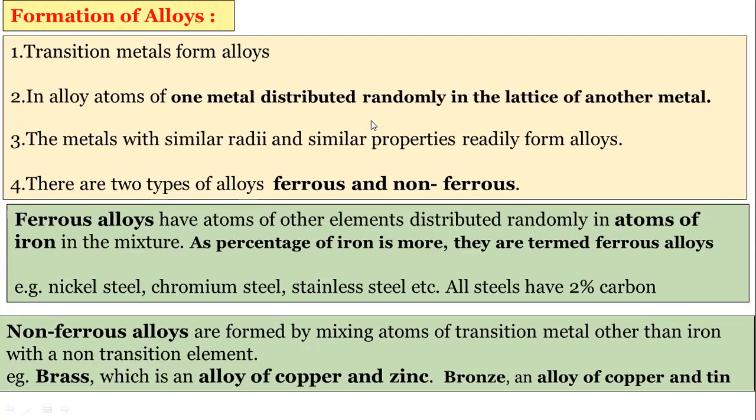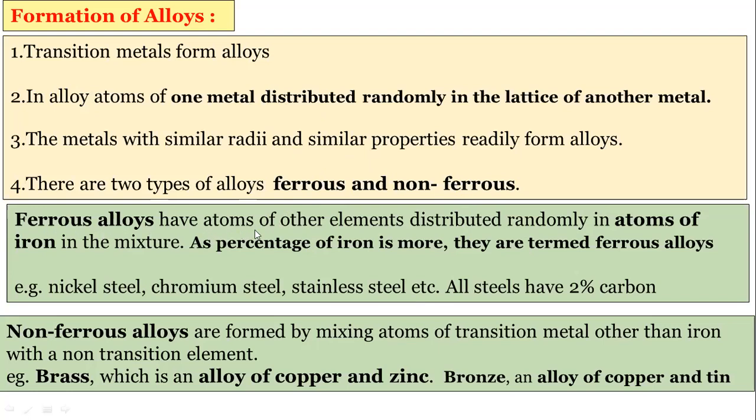There are two types of alloys. One is ferrous alloy and one is non-ferrous alloy. The ferrous alloy means the percentage of iron is more. It is called ferrous alloys. And non-ferrous alloys means the percentage of iron is less in this. So I will explain first these ferrous alloys.